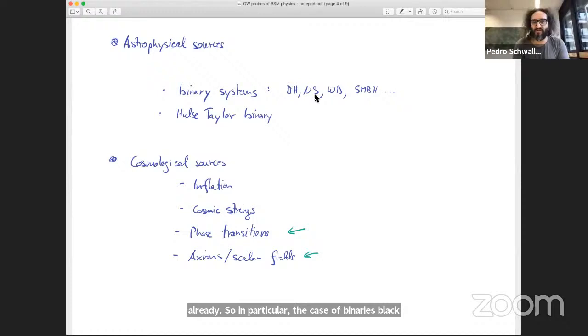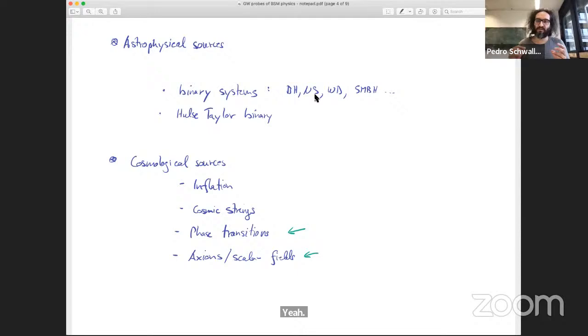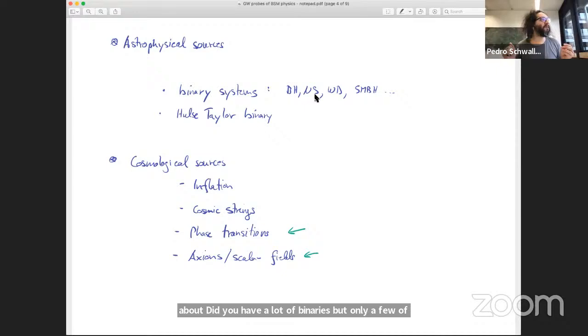So if you think about it, the lighter the system gets, the higher the frequency. But then also if you go away from the time where they actually merge to earlier times, if you think about it, you have a lot of binaries, but only a few of them are very close to merging at this time. And as you go further away from the time of the merger, again, the frequency decreases, because the orbits are longer. And the frequency of the gravitational wave corresponds to the orbit.